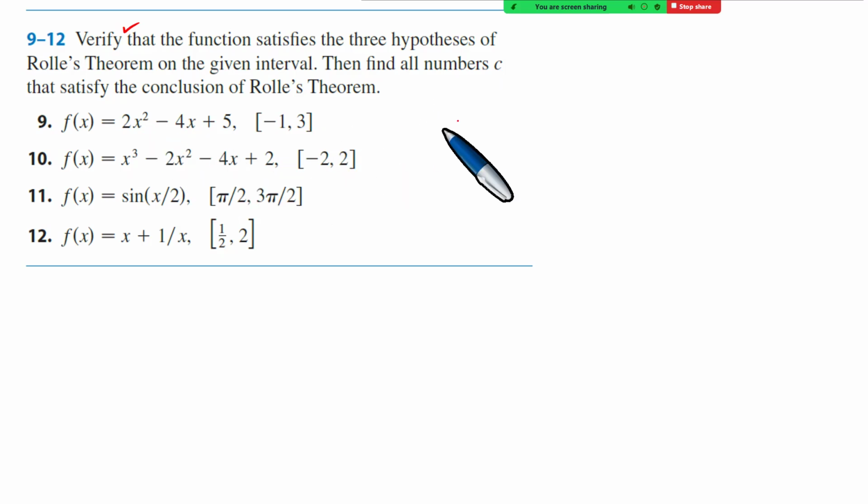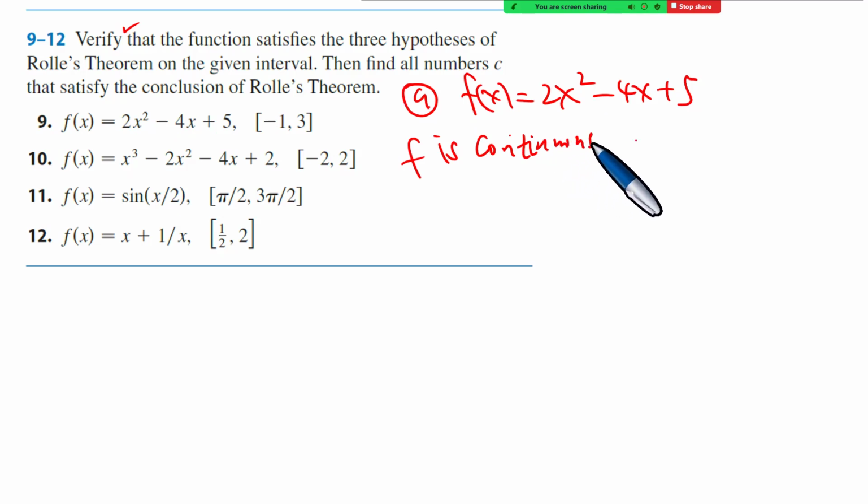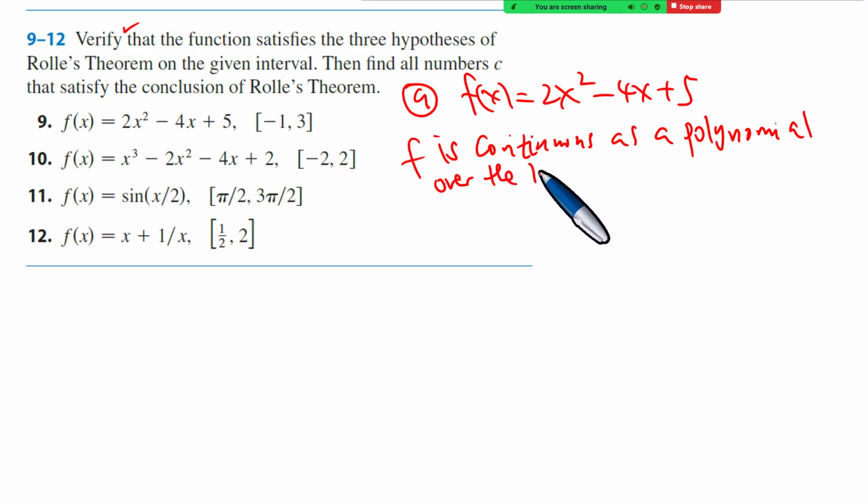What is the first one? The first one is that of continuity. So 2x squared minus 4x plus 5, this function, f is continuous. Why? f is clearly continuous as a polynomial over the interval. What interval is this? Over the interval minus 1, 3. Remember, continuity is over the closed interval.